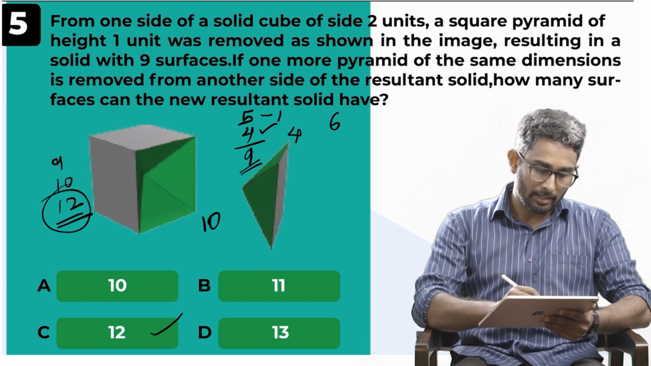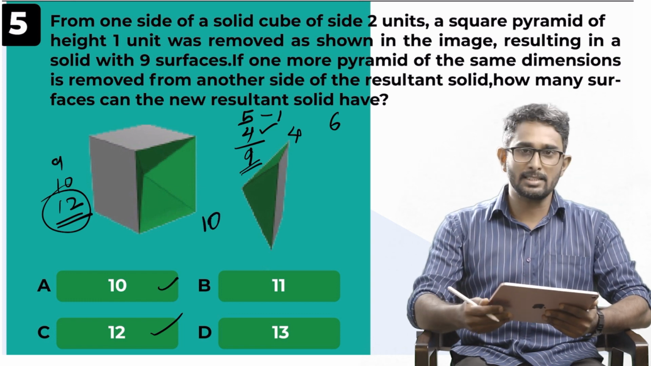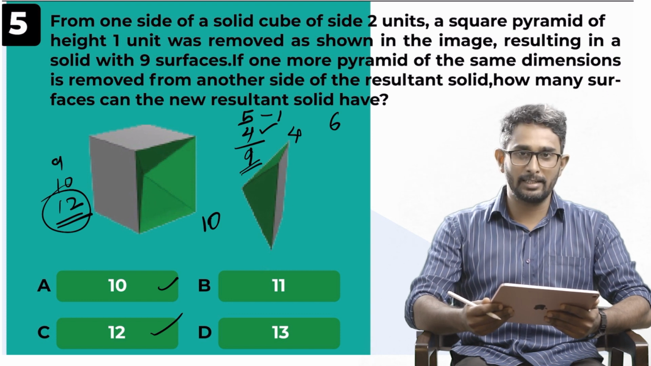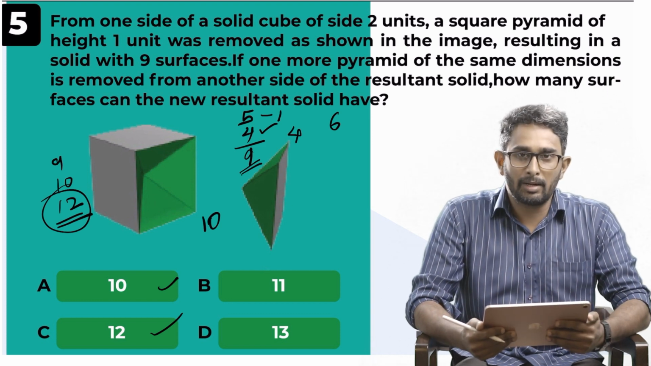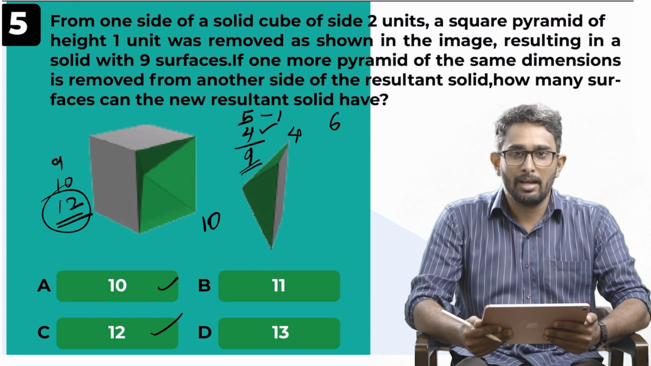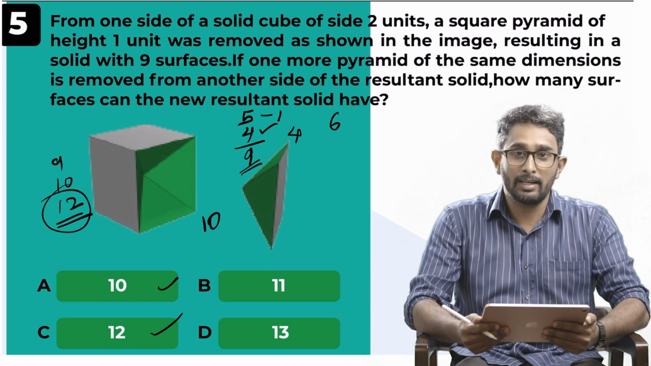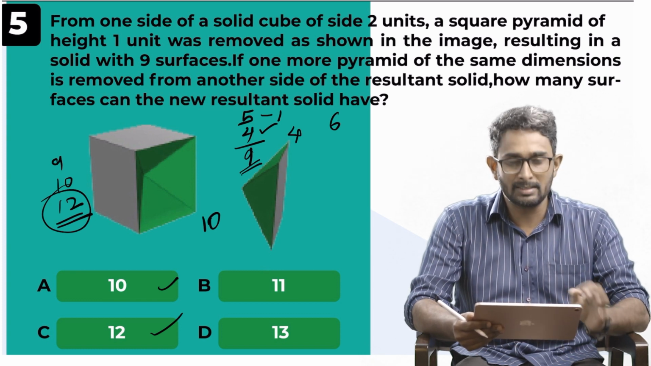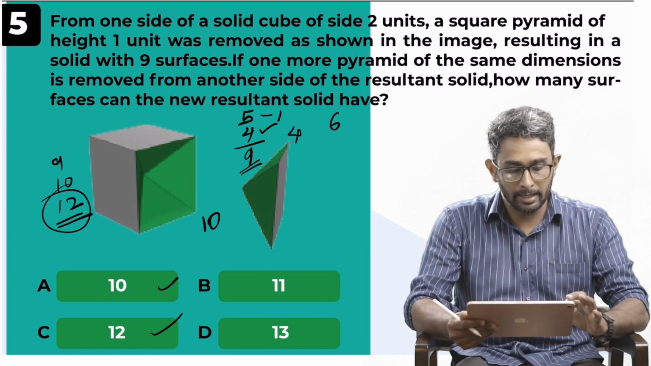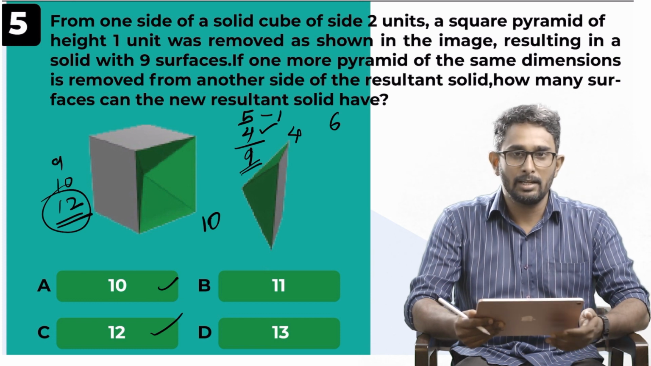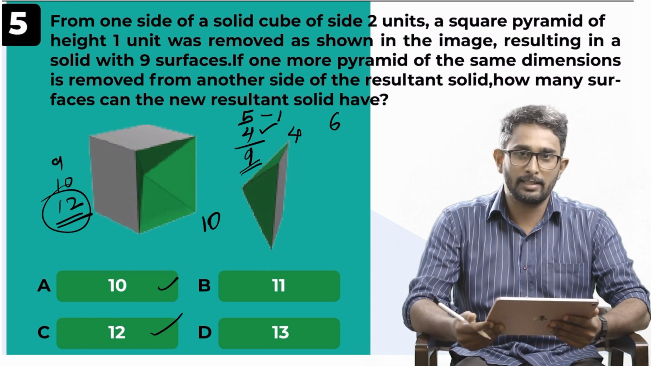So here option A as well as option C are right answers. In these multiple select questions, MSQs, you should be very careful about marking the final answers. So in this particular question, option A, 10 surfaces, and option C, 12 surfaces, both are right answers.